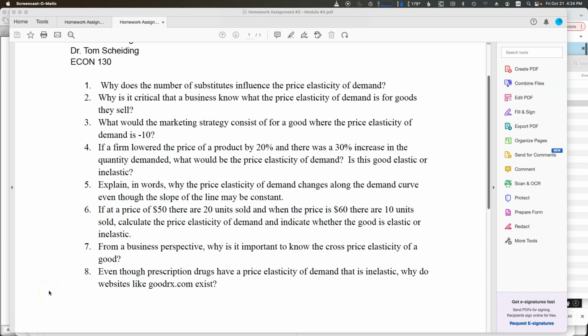Okay, so for this answer key, again, I'm largely going to just try to talk about this to motivate the discussion here. So the first part is, why does the number of substitutes influence the price elasticity of demand? In general, it influences the elasticity because essentially it would alter our sensitivity, right?